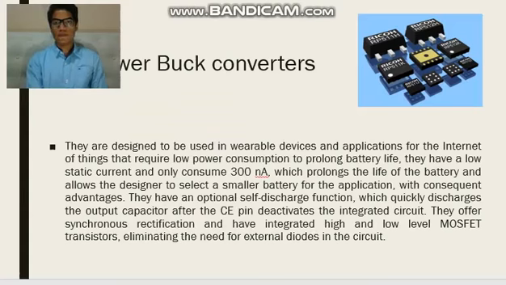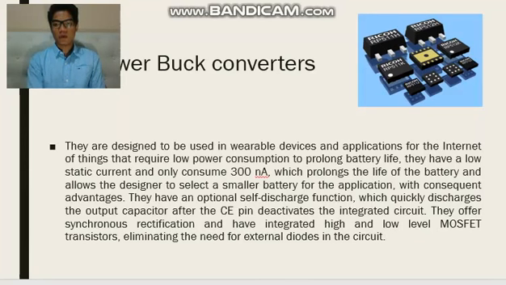Now we have the power buck converters. Well, they offer synchronous rectification and have an integrated high and low level MOSFET transistor, eliminating the need for external diodes in the circuit. So they are designed to be used in wearables, devices, and applications for the internet of things that require low power.